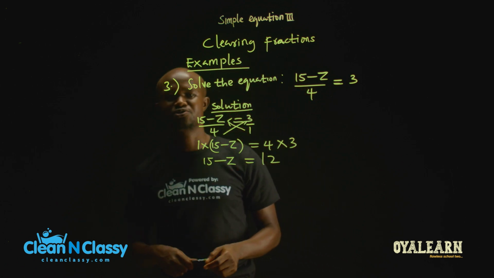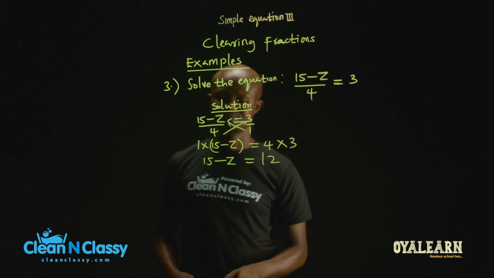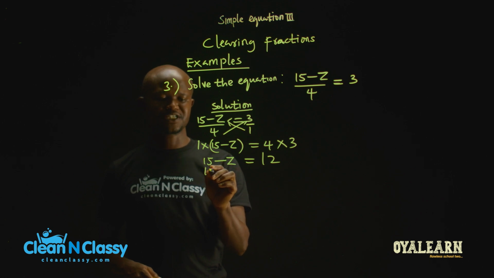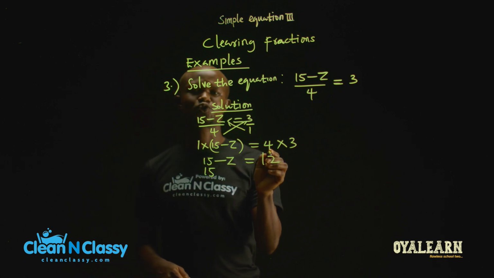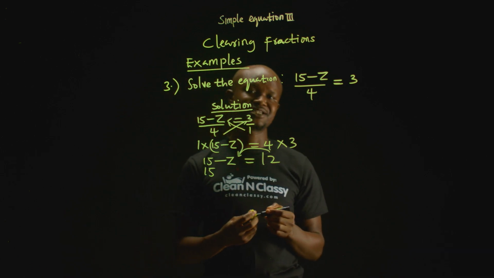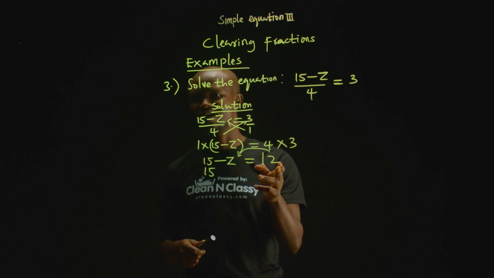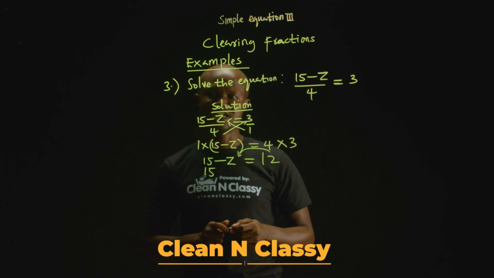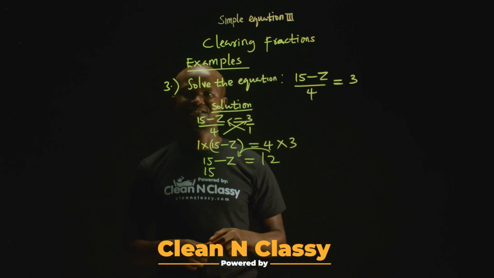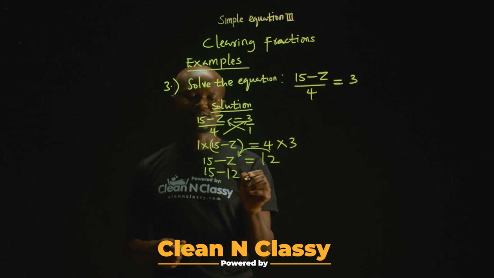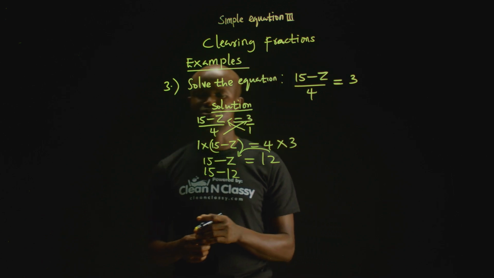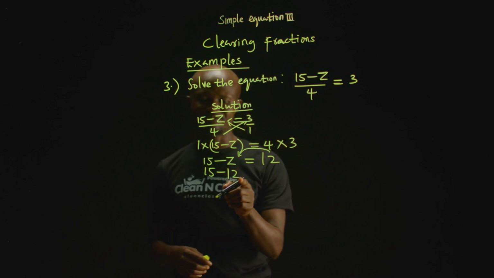The next thing for us to do is to collect the like terms. Collecting like terms, we have 15. If we can move 12 to the left hand side, 15 is at the left hand side, so we can move 12 to the left hand side to meet 15. So when you move 12 to the left hand side, we have minus 12, because you are moving a positive number to the left, it will turn to negative. So we have minus 12.